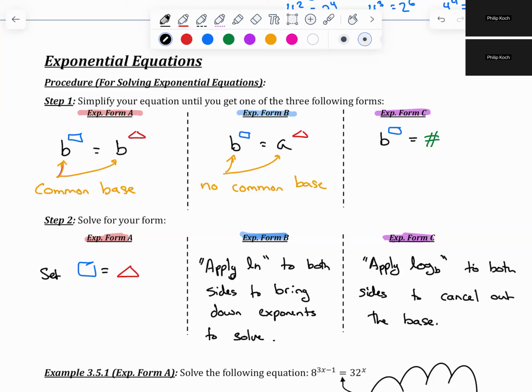So we're going to see an example of each. The apply log and apply natural log thing is not going to make much sense yet. It will make sense very soon.